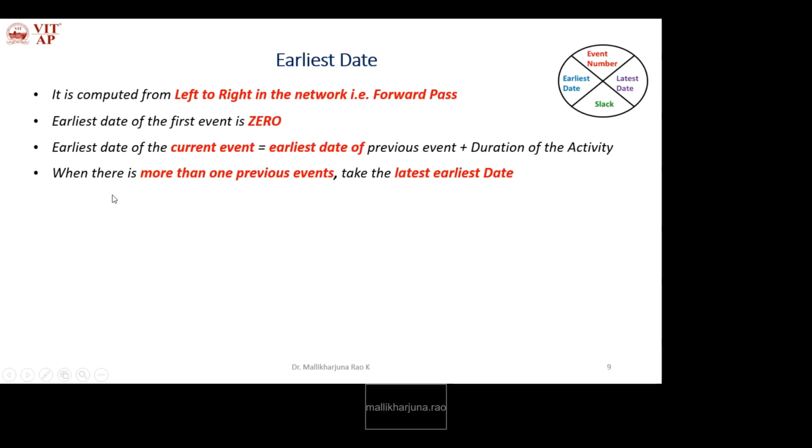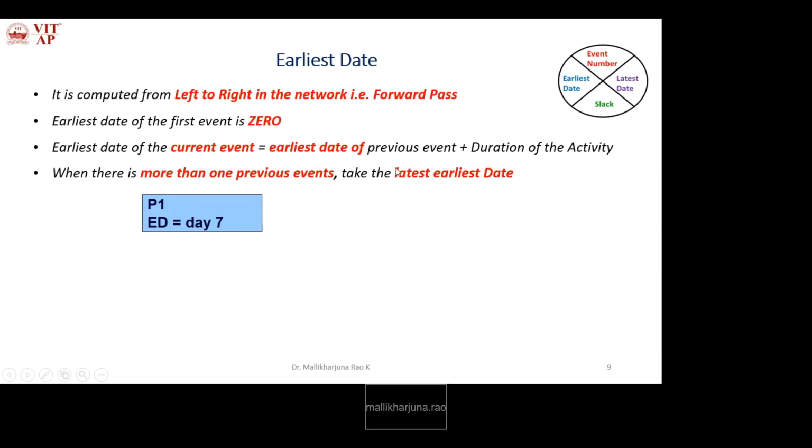Then, sometimes in a network, when we are finding the earliest date for the current event and one event has more than one previous event, how would we find the earliest date for the current event? Take the latest earliest date. We'll see one example.